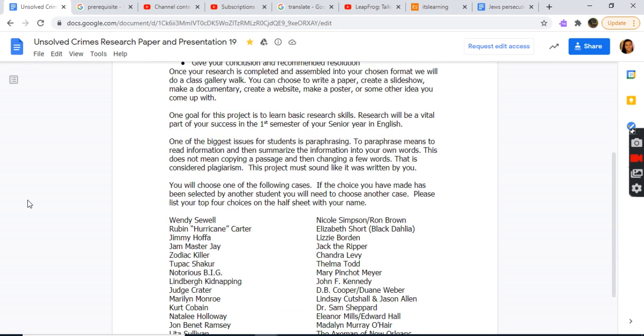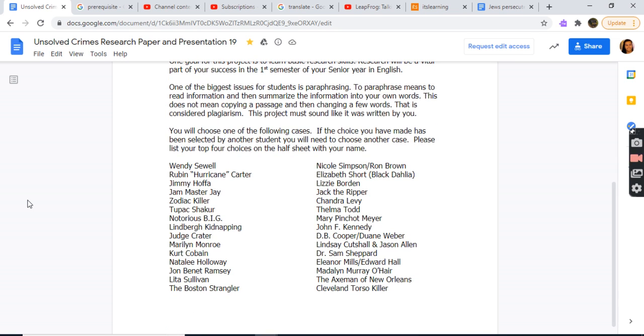One of the biggest issues for students is paraphrasing. To paraphrase means to read information and then summarize the information into your own words. This does not mean copying a passage and then changing a few words. That is considered plagiarism. This project must sound like it was written for you, by you actually.